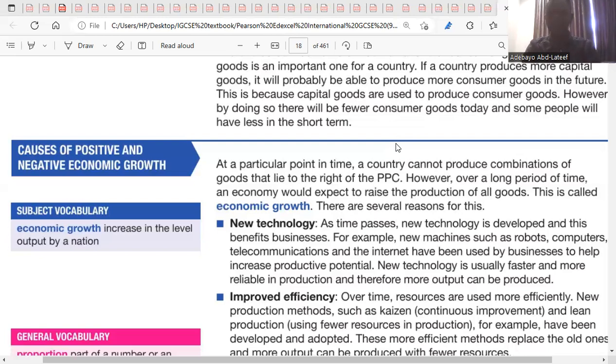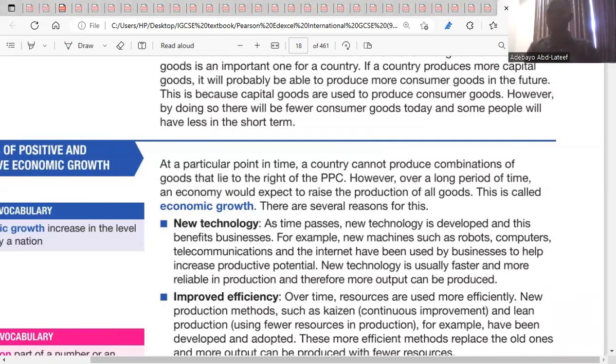Number one, they said new technology. So what are the reasons why we have economic growth? What are those things that enhance economic growth? Number one, new technology. As time passes, new technology is developed and this benefits businesses. For example, new machines such as robots, computers, telecommunications, and the internet have been used by businesses to help increase productive potential. New technology is usually faster and more reliable in production, and therefore more output can be produced. With advancement in technology, things become faster. Output will increase, definitely. So technology will enhance production capacity because things will be done as fast as possible. I think technology is clear.